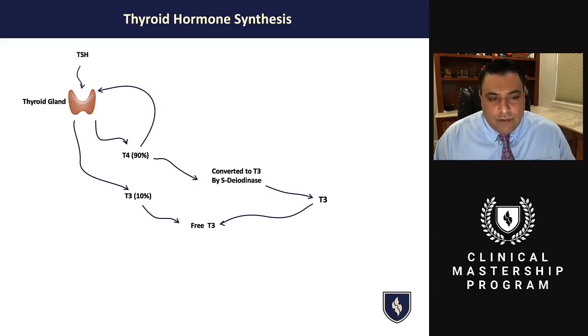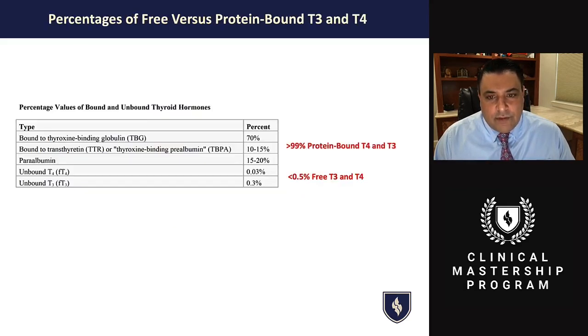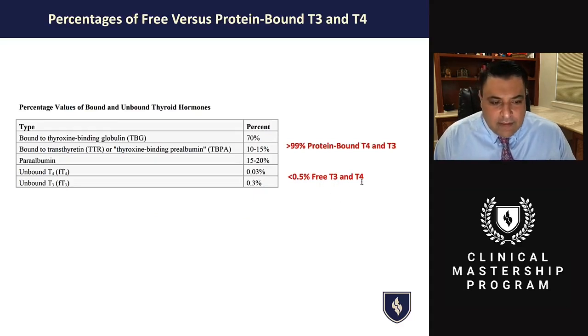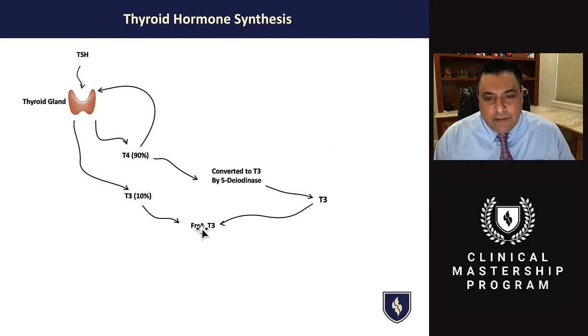What you also want to remember is, when you look at total T4, protein bound versus unbound, 99% of T4 and T3 are protein bound, and less than 0.5% are actually free T3 and T4. The other key thing to understand is that these free T3 and T4 levels don't have a negative feedback loop with TSH. So when you look at your TSH feedback loop, free T3 levels dropping, which are less than 1.5% of total production, are not going to cause the TSH to go up. It's really when the total T4 levels drop that you'll see TSH go up.